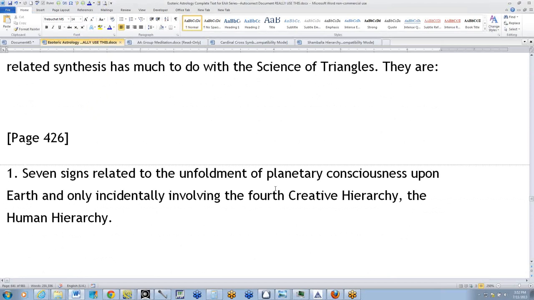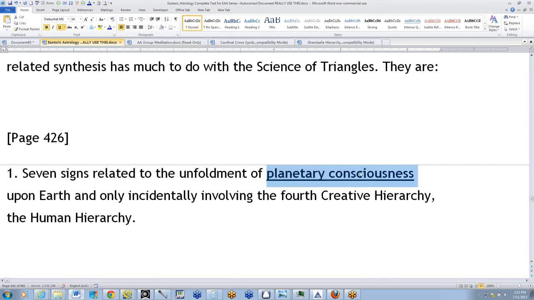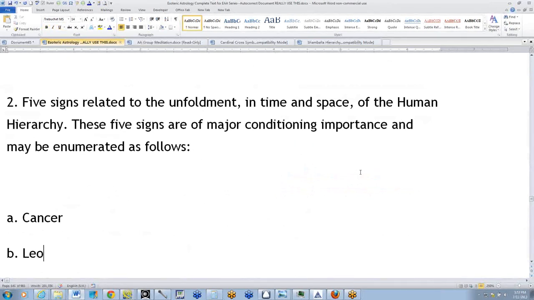There are seven signs related to the unfoldment of planetary consciousness upon the Earth, and only incidentally involving the fourth creative hierarchy, the human hierarchy. Planetary consciousness, the consciousness of our solar logos, or a number of different kingdoms. In other words, they're not directly related to the fourth creative hierarchy, the human hierarchy of monads. Now we're talking about man as if he were the monad. Five signs related to the unfoldment of time and space of the human hierarchy. And these five signs are of major conditioning importance and may be enumerated as follows.